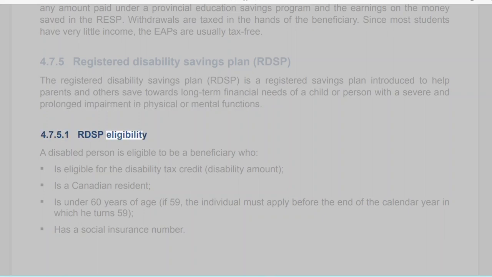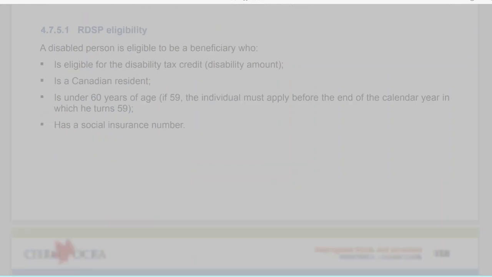4.7.5.1 RDSP eligibility. A disabled person is eligible to be a beneficiary who is eligible for the disability tax credit, disability amount; is a Canadian resident; is under 60 years of age. If 59, the individual must apply before the end of the calendar year in which he turns 59; and has a social insurance number.